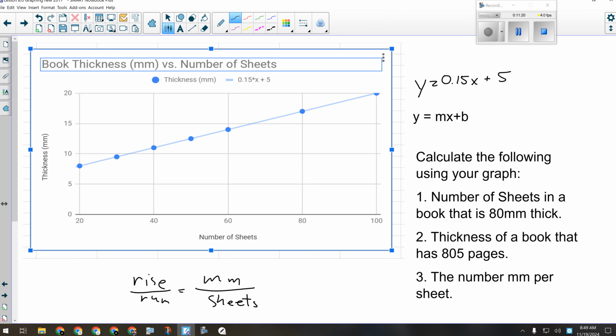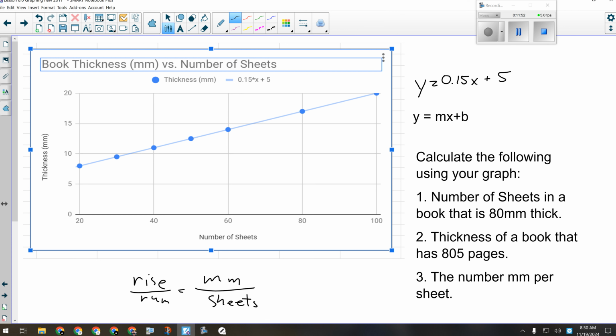So what is the slope telling me? It's telling me the thickness of one sheet. That's the relationship between how many sheets and the thickness of the book, right? However many sheets there are multiplied by that number should give me the thickness of the book, agreed? Okay. Is that 100% true what I just said? If I take the number of sheets and multiply it by 0.15, I'll get the thickness of the book.